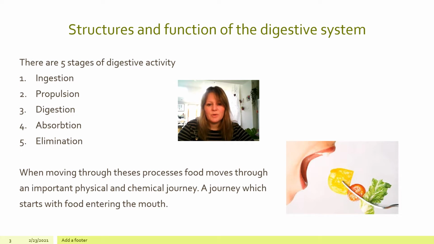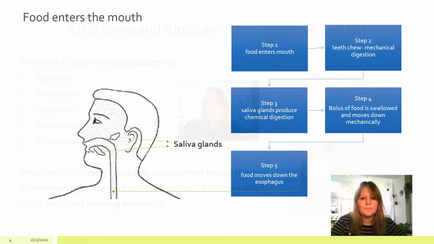When moving through these processes, food moves through an important physical and chemical journey, a journey which starts with the food entering the mouth. Mechanical digestion starts in the mouth with the teeth and tongue. Food is chewed using the canines to tear food.